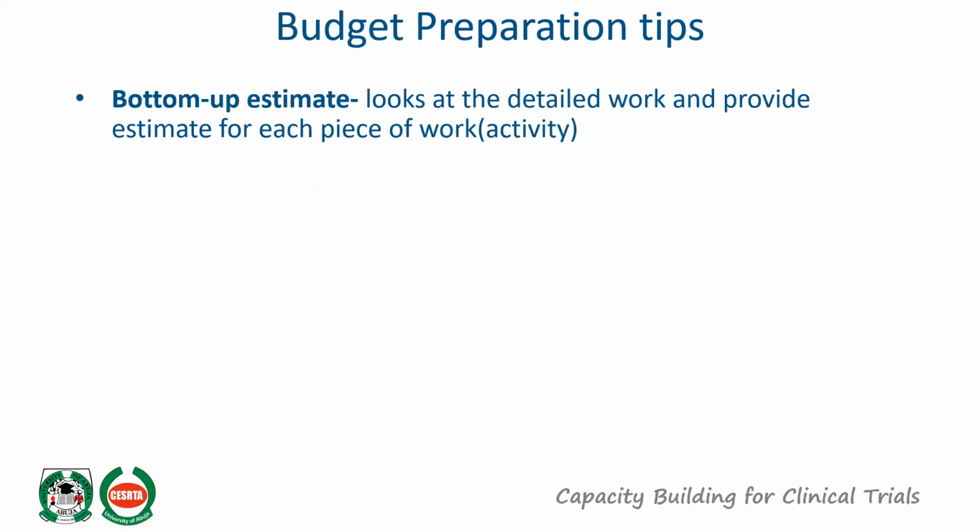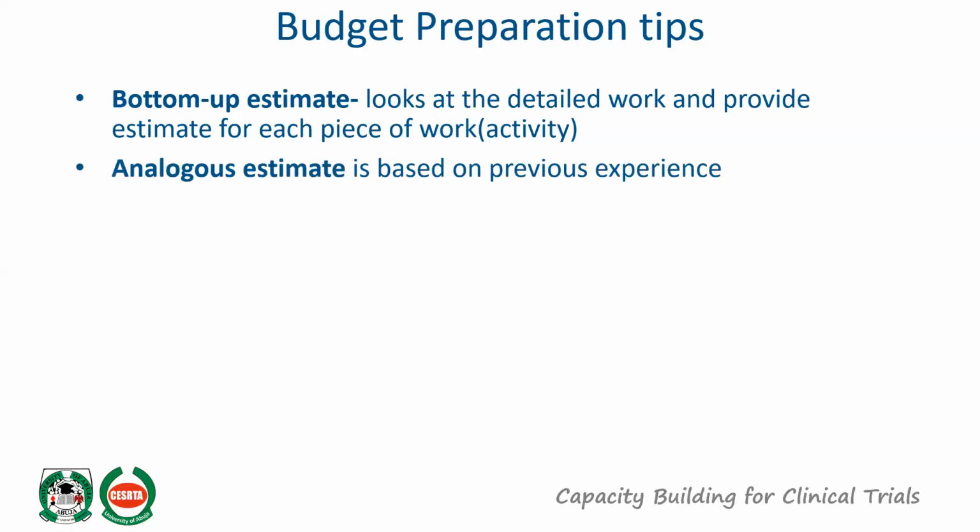And there are different ways in which we can develop our budget. It could be a budget of estimate, which most of the time looks at the detailed work and provides estimates for each piece of the work. That is everything that you're supposed to do, the activities that go into the project itself. So it takes care of that. You start right from the beginning, from the bottom, and add everything up. So we have analogous.